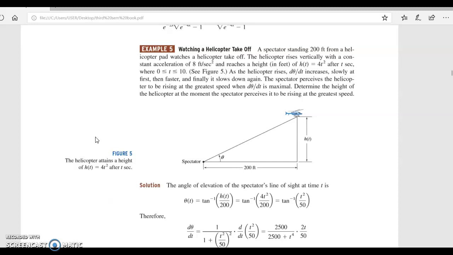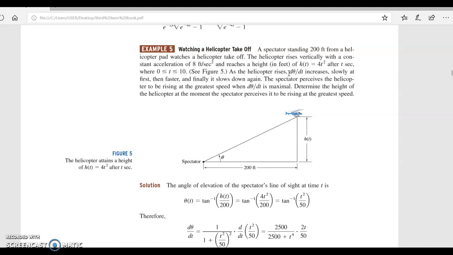Hi. Next example, watching a helicopter take off. A spectator standing 200 feet from the helicopter pad watches a helicopter take off. The helicopter rises vertically with a constant acceleration of 8 feet per second square and reaches a height in feet of h of t equal to 4t square after t seconds, where t varies from 0 to 10.